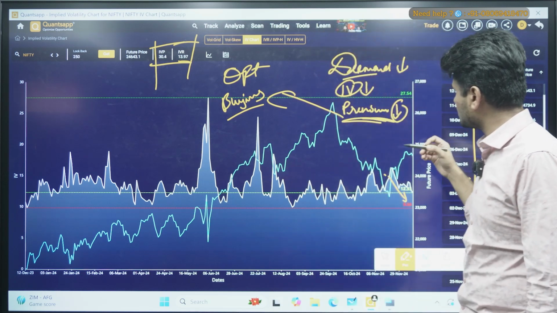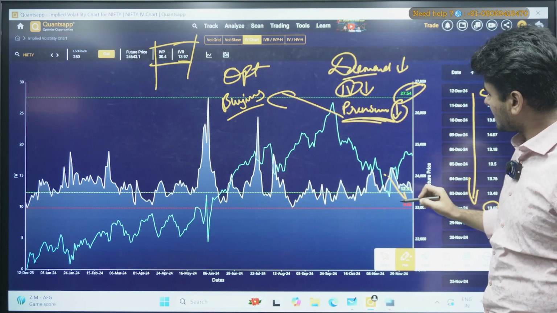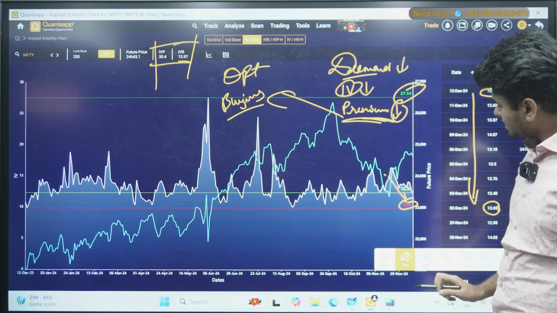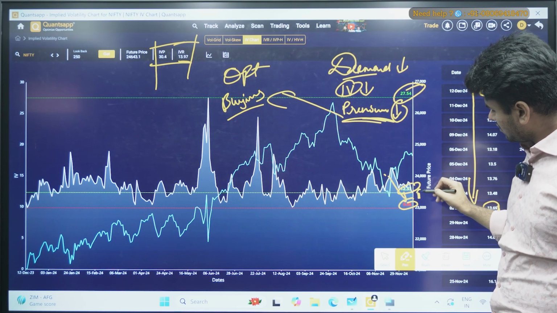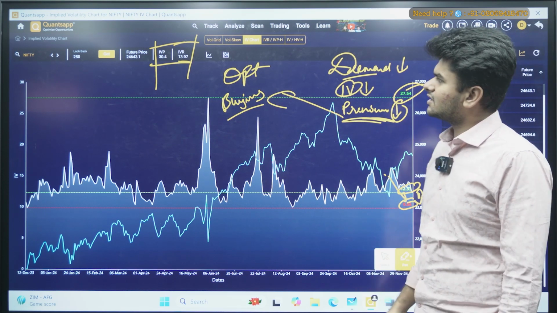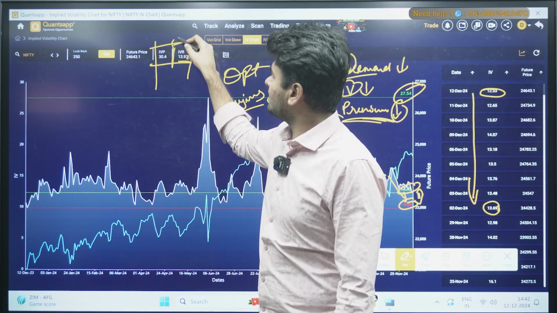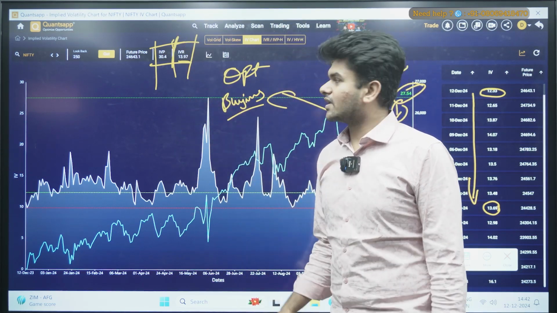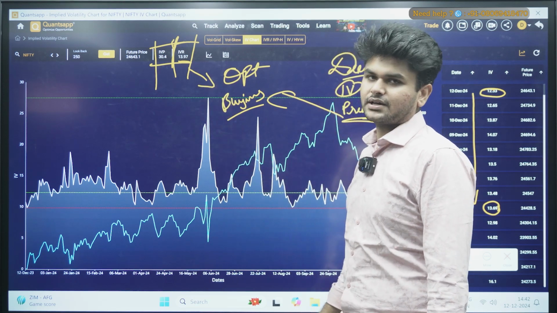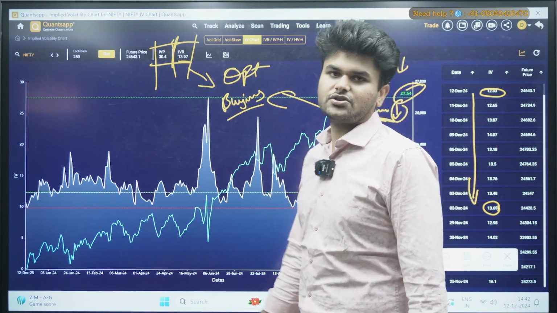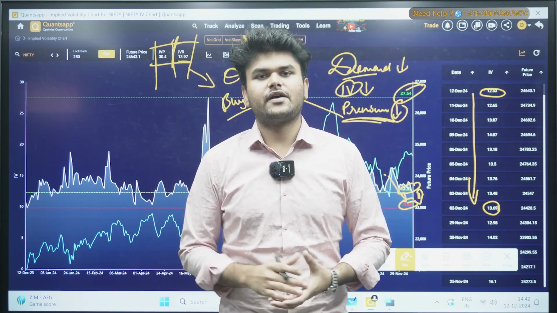As you can see in the range, 27 is the highest IV observed and 9 is the lowest IV observed. Currently it's around 12, so it is very near to the lowest point. Whenever it's near the lowest point, the IVP and IVR are below 30. Whenever these two parameters are below 30, you can go for option buying. It is suggested you go for option buying because the premiums are cheap.